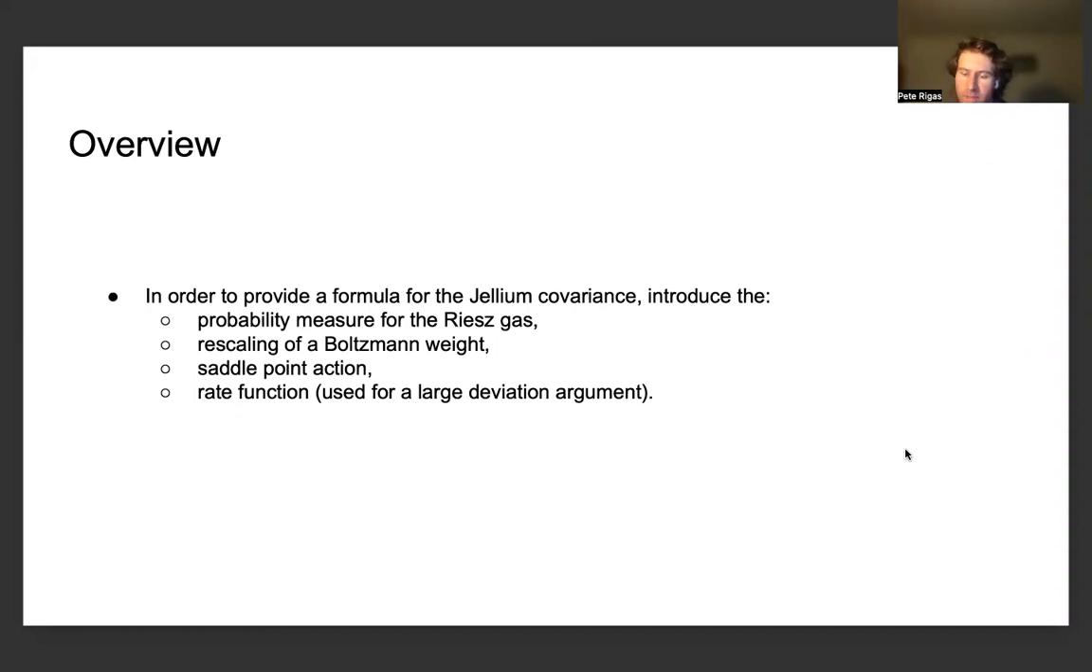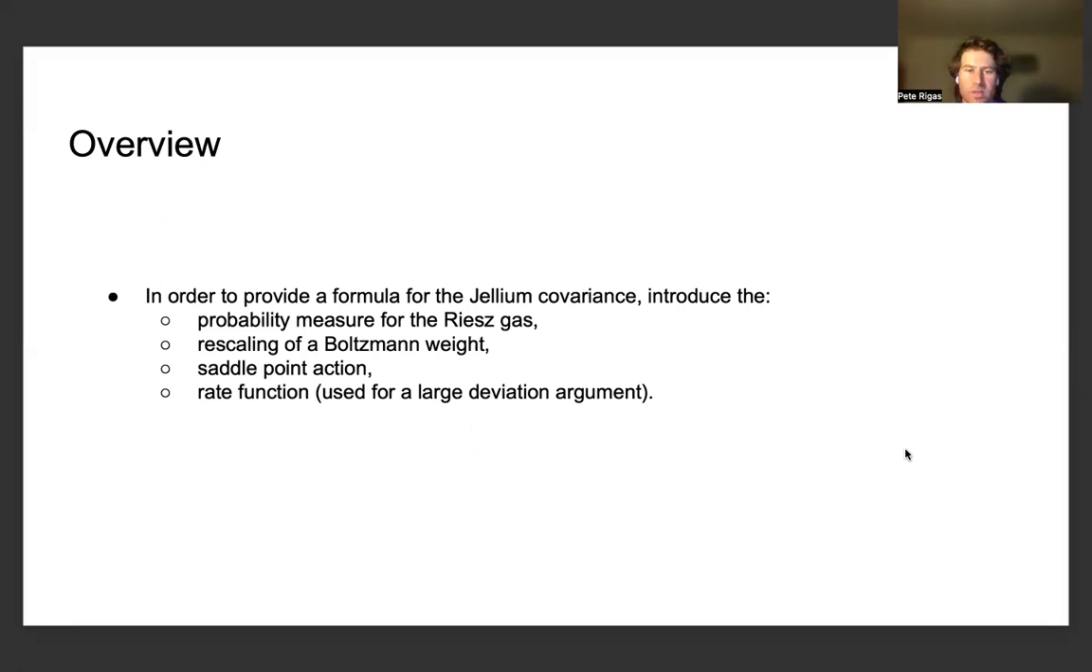European group that's provided in the references of this arXiv posting, in which we're going to further build upon their methods to provide a formula for the Jellium covariance function, which they mentioned could be of interest from some approximations to a probability measure that they introduced, which we're going to describe at length.